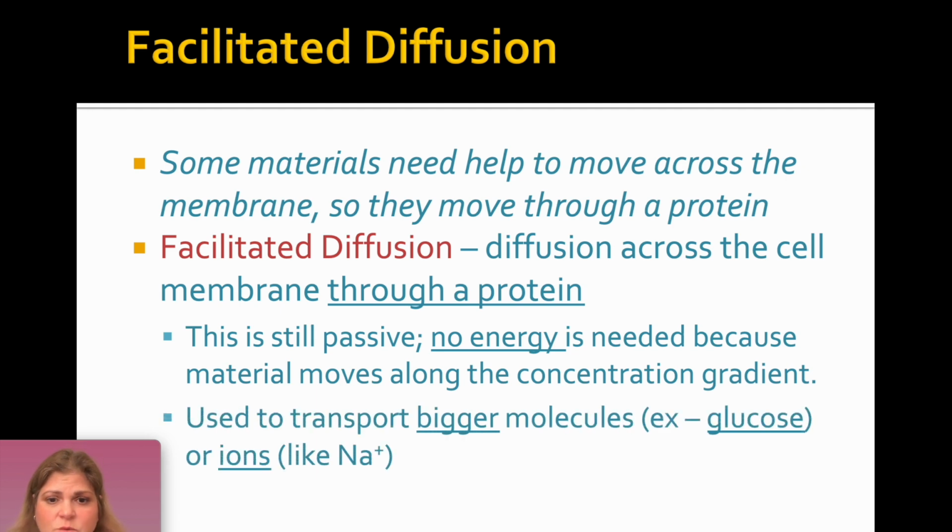This kind of diffusion would be when things need to move from high to low concentration, but they're either too big to get between the phospholipids on their own, like glucose, for example, or they have a charge. So they may not be big, but they're going to be repelled by the hydrophobic middle. So for example, that would be like sodium and chloride ions. Let's take a minute and review.